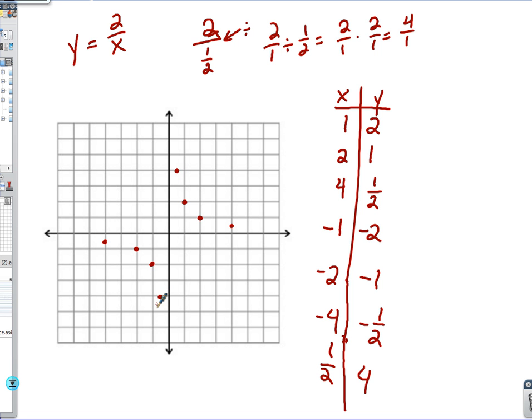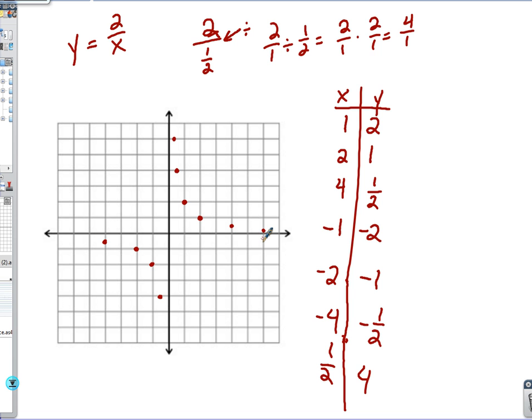You could plug in, and you can test me on this, 1/3, and you're going to get 1, 2, 3, 4, 5, 6. Over 1/3 of a box, go up 6. If you plug in 6, you're actually going to get 1/3. 2 divided by 6 is the same thing as 1/3. So 1, 2, 3, 4, 5, 6, you're actually going to get 1/3.